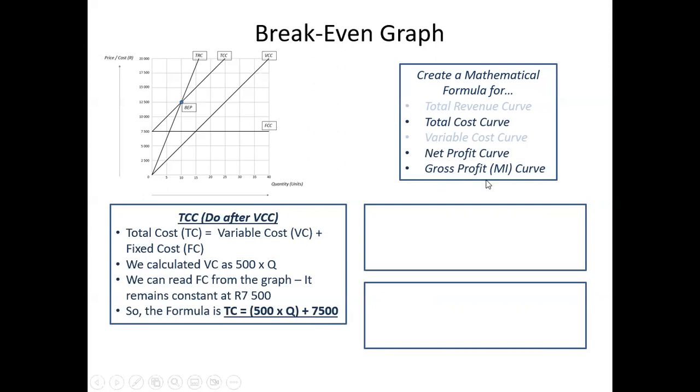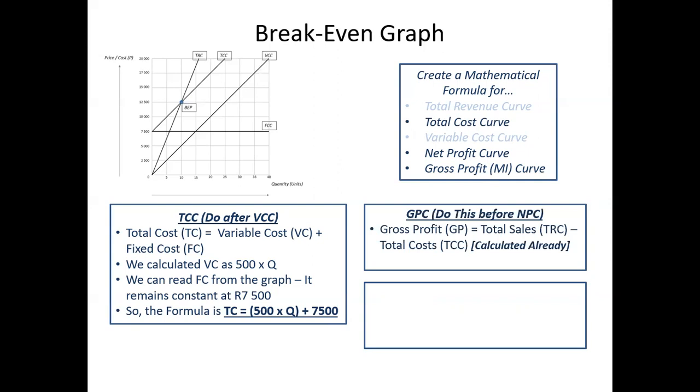Now we are going to have a look at, remember, the gross profit first. So the gross profit curve, we do this before we do net profit. The gross profit is equal to our total sales minus our total cost, and we've calculated both of these already. So the gross profit is 1,250Q minus 500Q, and so it is 750Q. So however many we sell, we can just multiply it with 750 Rand, and then we know what our gross profit will be.